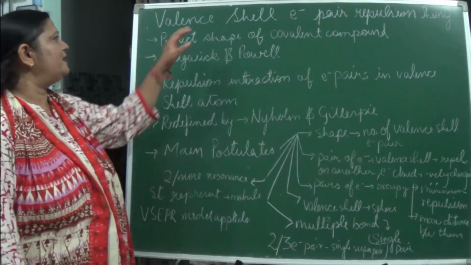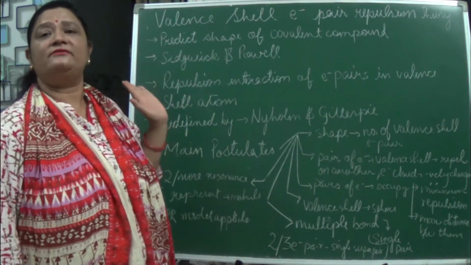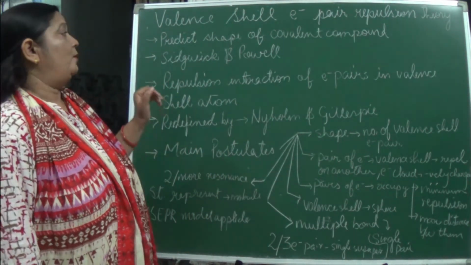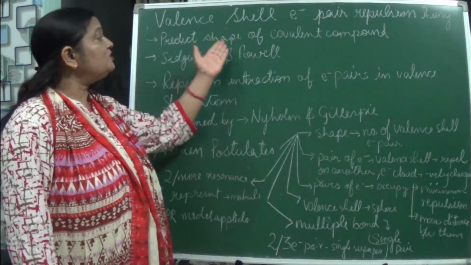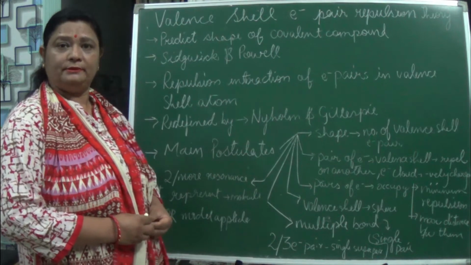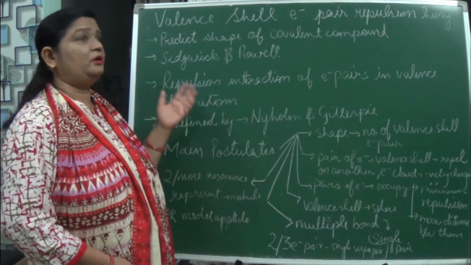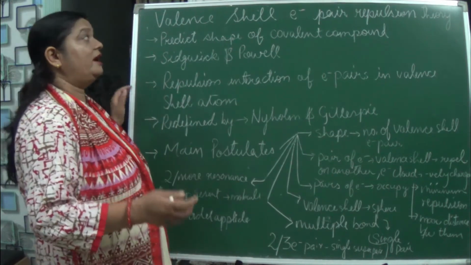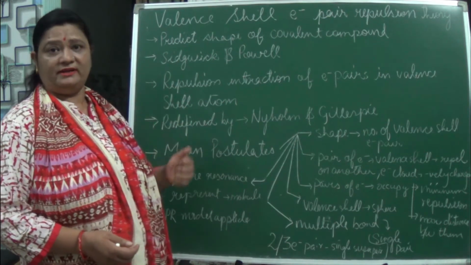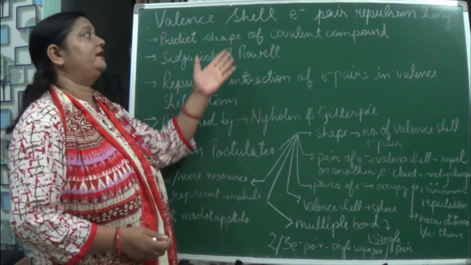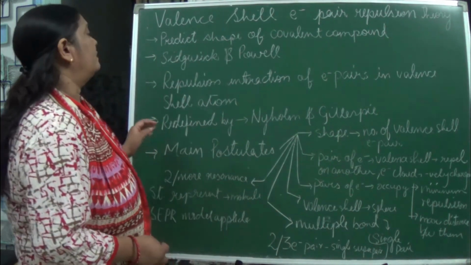So now we are going to study valence shell electron pair repulsion theory. In short we say VSEPR theory. Now what does this theory do? It predicts the shape of the covalent compound. We are studying from the starting itself. Kossel and Lewis and others were trying to say something about the shape, but some problem or the other arises by their theory. Here we see that yes, this can predict the shape of the covalent compound.